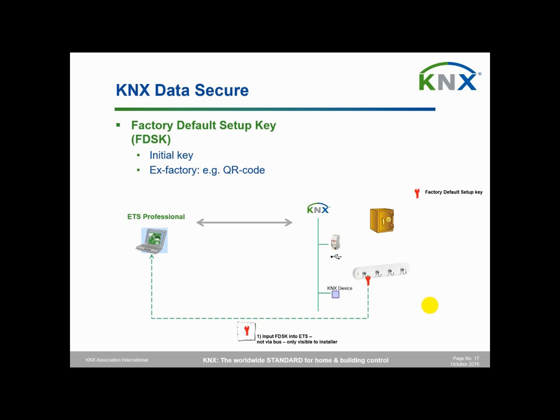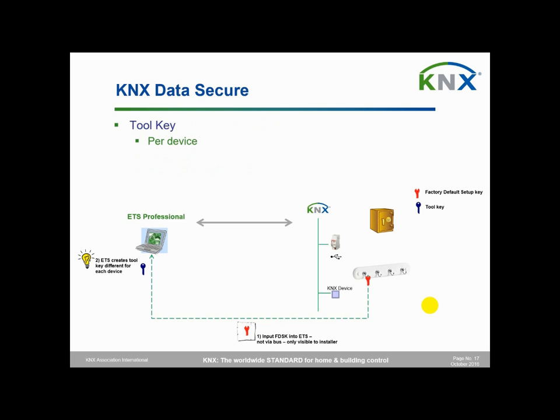Then from that moment onwards, the ETS will be able to communicate with the device, and it will do that via the so-called tool key. The tool key, which is encrypted with this FDSK, will allow communication with the KNX device. So it will allow communication between ETS Professional and the KNX device.